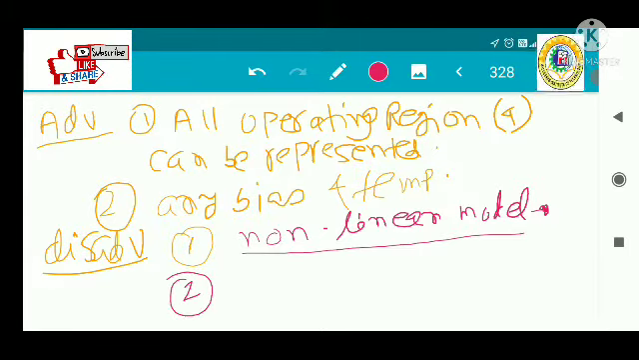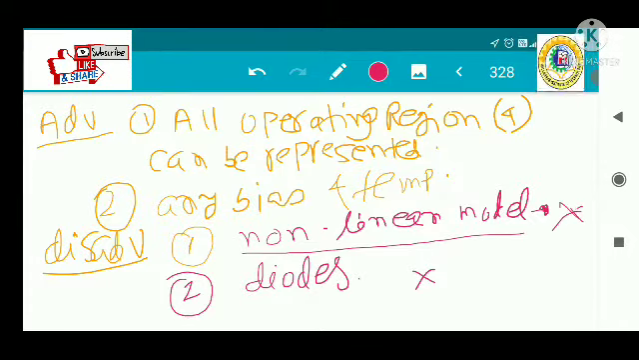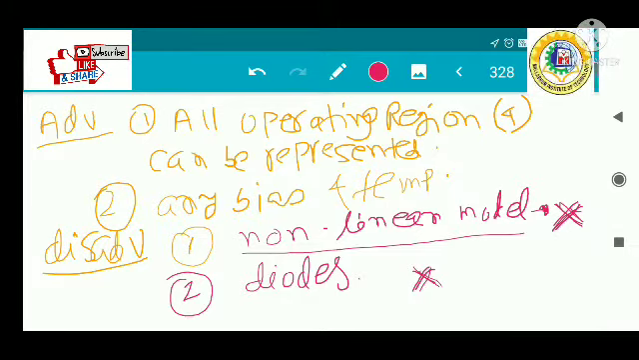You cannot simplify the circuit further, and diodes are being used. So those are the two disadvantages. The model is very good, and you should always remember that there is no better model than the Ebers-Moll model, but due to these two disadvantages associated with it, we are not using that model further. Hope you understand all the concepts.